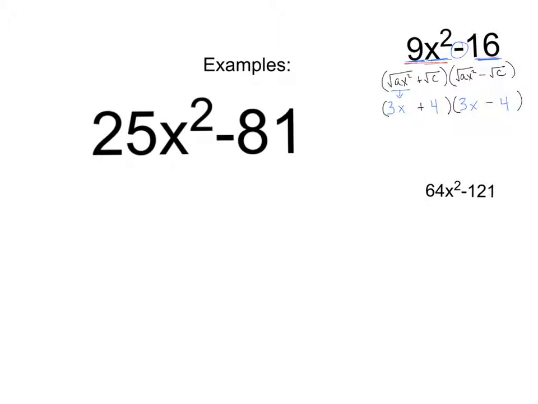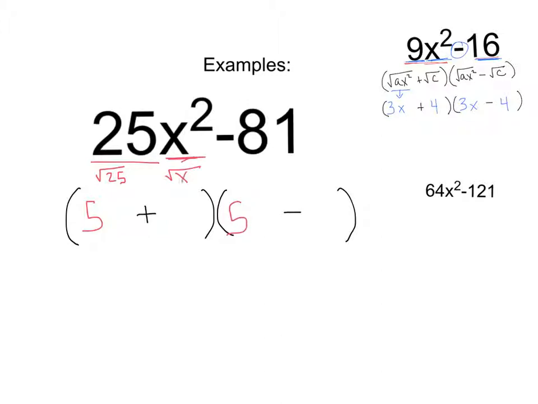So here we go. 25x squared minus 81. Once again, I'm just going to go ahead and set up my parentheses. I know one of them has to be a plus, one of them has to be a minus. So break it down again. Our first value in ax squared is 25. The square root of 25 is the value 5. If we look at our next value, x squared, the square root of x squared is just an x. And finally, the square root of 81, or our c value, is 9.